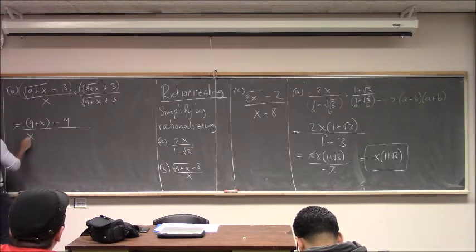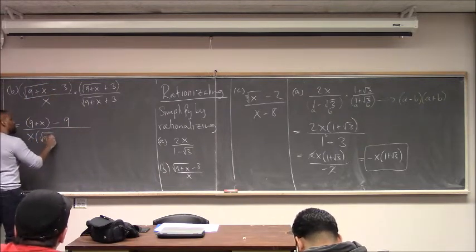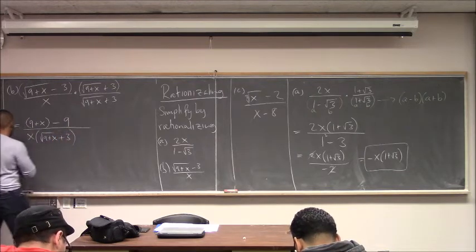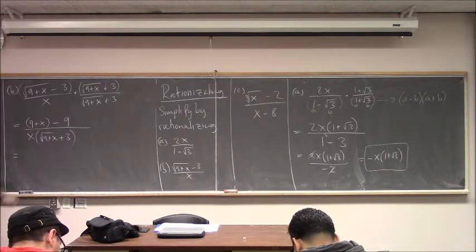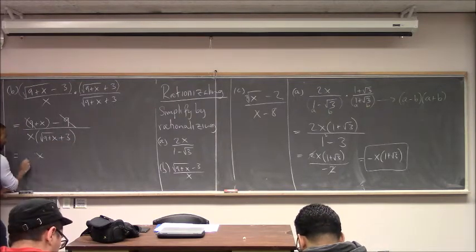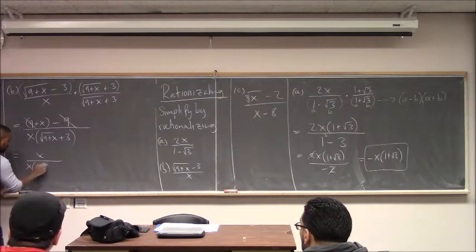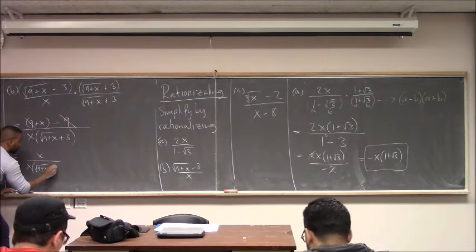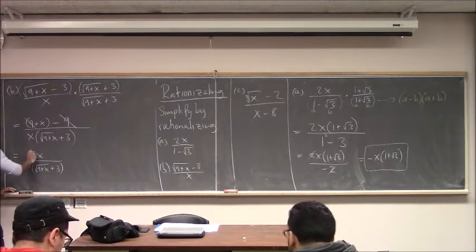Denominator, we would have x times radical of 9 plus x plus 3. In the top, 9 and minus 9 would kill each other. We'll have x over x times this. Now the x's would cancel.